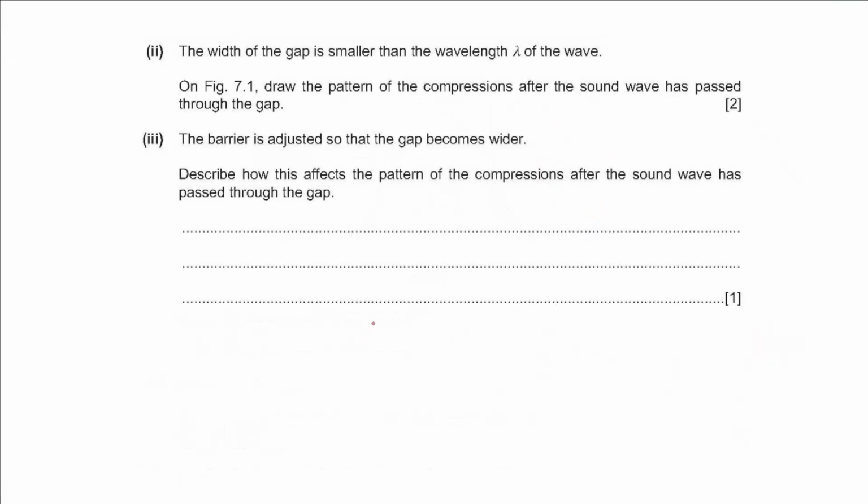Part iii says the barrier is adjusted so that the gap becomes wider. Describe how this affects the pattern of the compressions after the sound wave has passed through the gap. We say that it will be less curved and there will be less spreading of the wave.